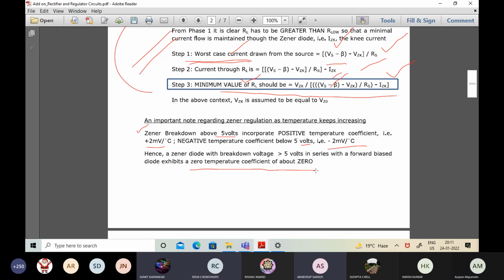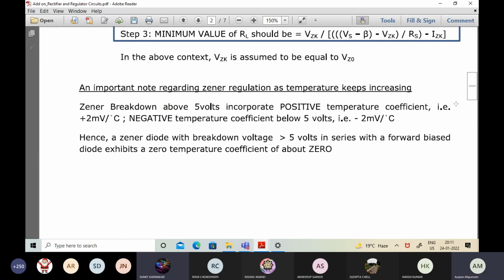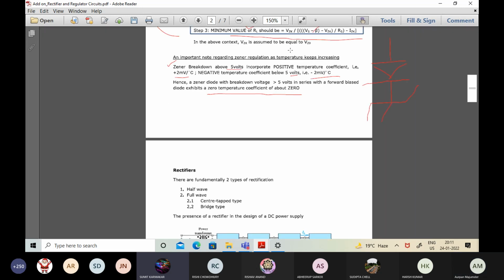Could you repeat why that zero was, sir? Forward bias diode will have a temperature coefficient. No, no, I'm talking about zero. No, no, no. The forward bias diode. Let me tell you like this. I can draw over here as well. This is the forward bias diode, let us say, and this is your Zener diode. No, this is a problematic thing. Just a minute. This is the Zener diode. No, it has started playing with me.